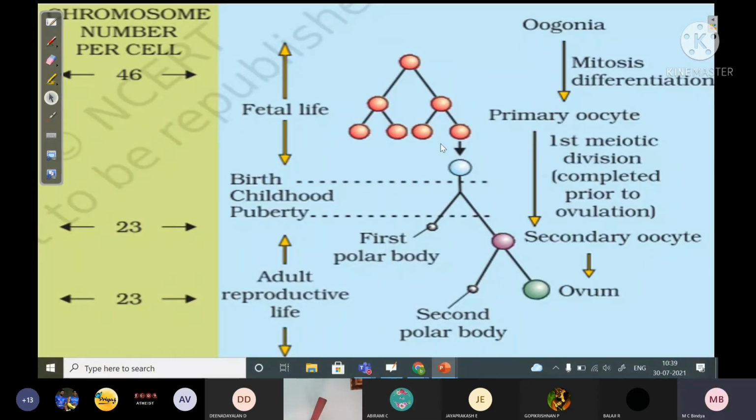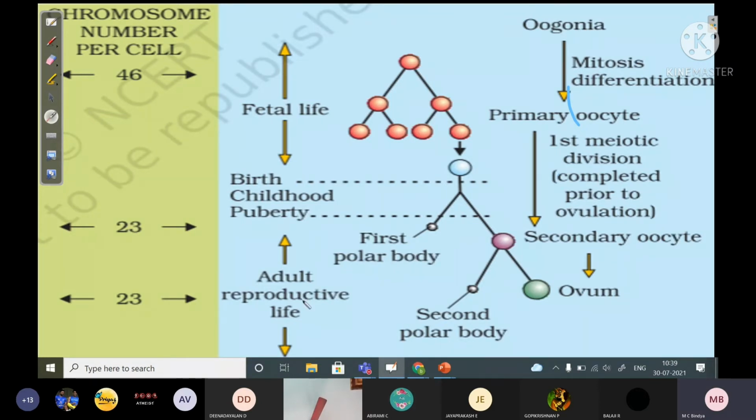In oogenesis, you can see the differences like this. It starts with fetal life, not puberty. And then the first meiosis is not immediately completed. It is completed only when the female reaches puberty. Now after completion also, the division is not equal. It is an unequal division, where in the secondary oocyte one cell is very big and the other small one is called the first polar body. Then the secondary oocyte is the one which is released every month in the name of ovulation.